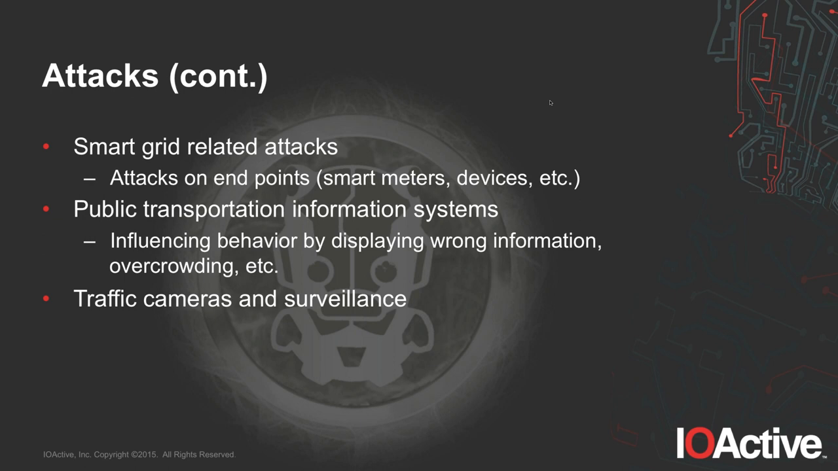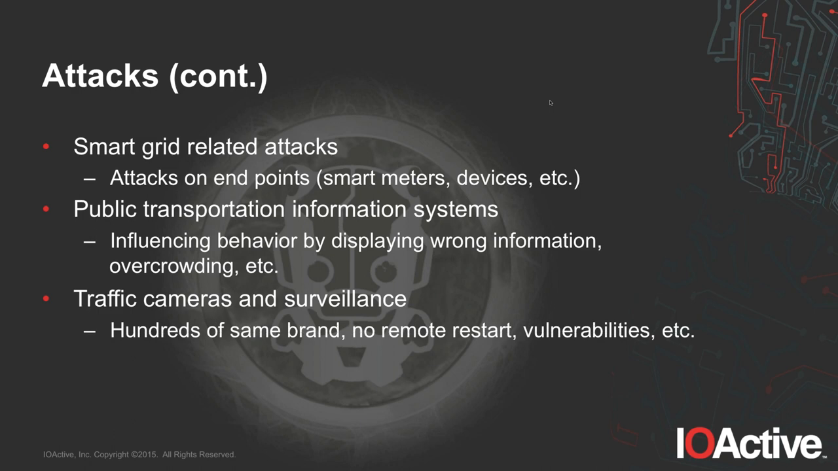Then something really common right now are traffic cameras and also surveillance cameras. These devices have common vulnerabilities that could be exploited to cause denial of service. So when you have a denial of service on a surveillance or traffic camera, you can make the city blind, because the cameras allow you to see in real time what is happening and where. But when you don't have that, you become blind.